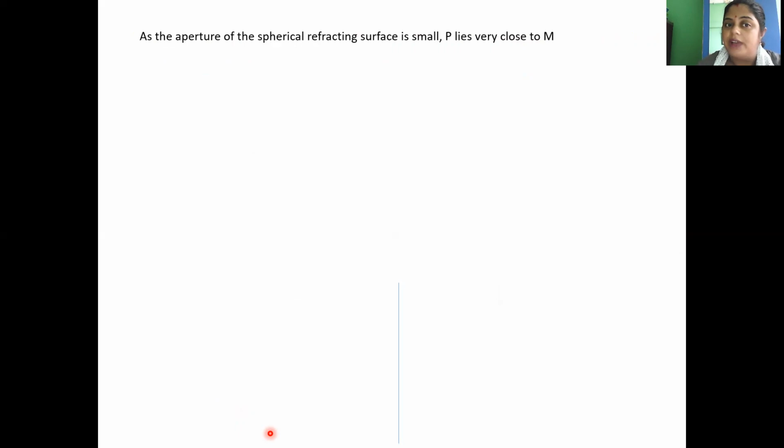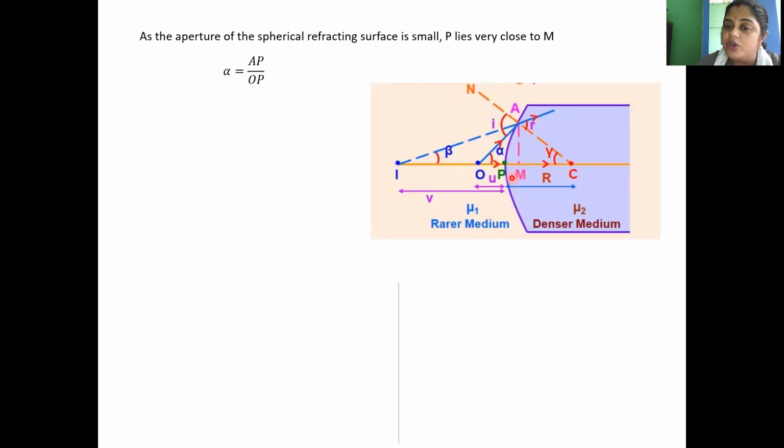Now we know that in our NCERT syllabus, for all spherical mirrors, spherical surfaces, and lenses, we have taken an assumption, that is they have small aperture. If the aperture is small, then M is very close to P. So M can be replaced by P. So alpha can be written as AP by OP, beta can be written as AP by IP, and gamma can be written as AP by PC.